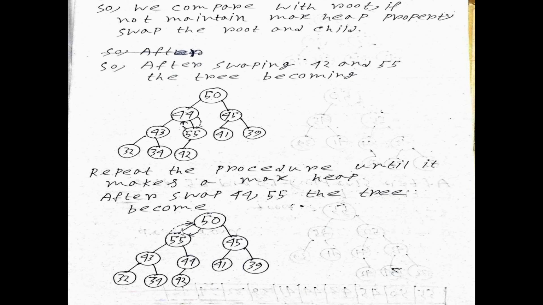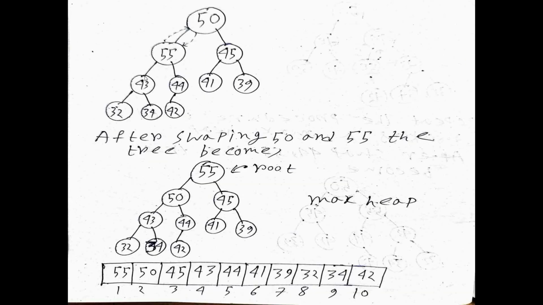What is the procedure? Again we adjust, in the upward direction. Adjust means swap 50 and 55. Compare them, then swap, because 50 is smaller. The property of a max heap says that the root must be larger than its children, so here we swap. After swapping 50 and 55, the tree becomes this.